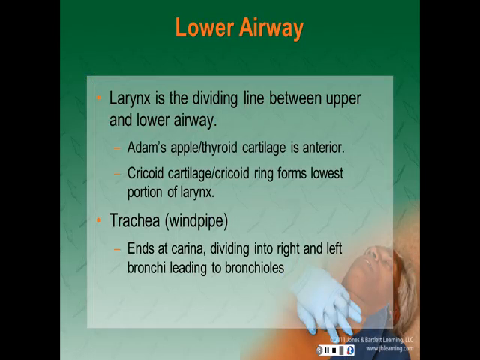The lower airway, also the trachea or the windpipe, is approximately 5 inches long, and it is a semi-rigid enclosed air tube. It ends at the carina and divides into two tubes, the right and left mainstem bronchi, which enter the lungs and branch into smaller airways. The final divisions of the bronchi are called bronchioles.